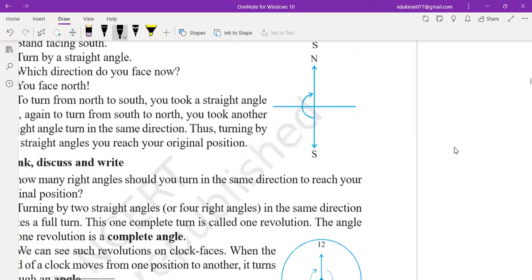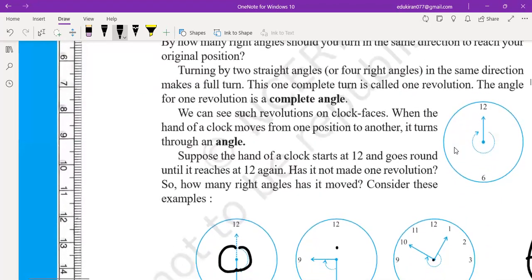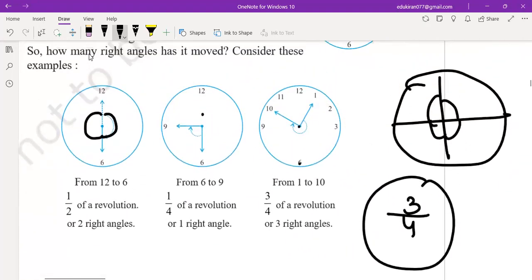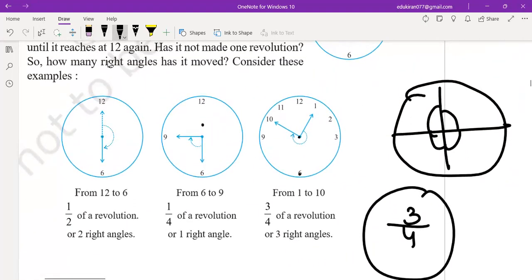Okay. Now, this one is very, very important. Just listen to it. From 12 to 6, it is moving, so it is covering half, right? So you wrote half. Now, this is covering only this part. So there are 4, out of 4 only 1 is being covered, right? So that's why you will write it like this. And here, they are covering 1, 2, 3. So 3 out of 4. Find this one. Okay.